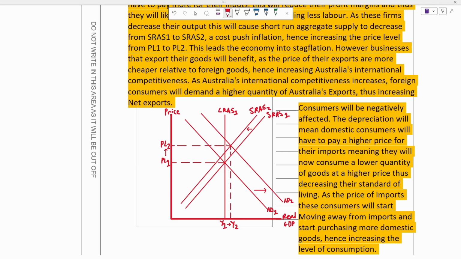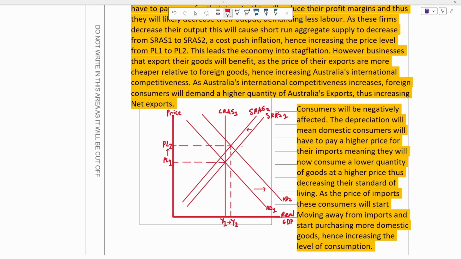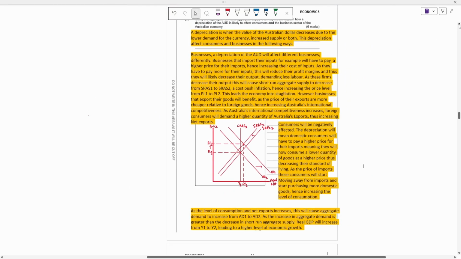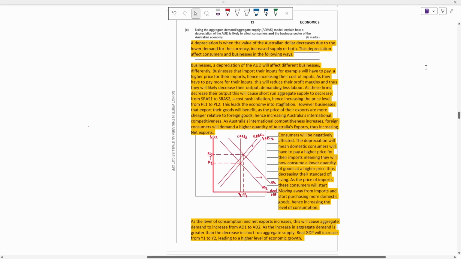Now, I started my economy off at equilibrium. However, I would recommend that you start your economy in a contractionary gap. That way, you don't have your economy in an expansionary gap after the depreciation happens. And it's more realistic. Now, looking at the price level, you can see the price increases from PL1 to PL2, cost push and demand pull inflation. Now, let me zoom out so you guys can see the whole answer. So this is the whole sample answer.